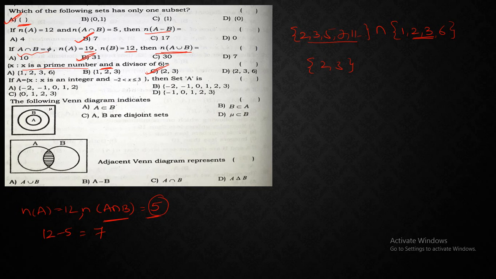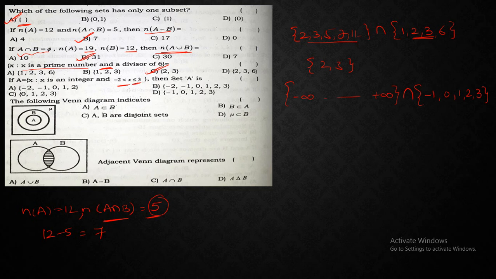Next, if A is equal to {x such that x is an integer}. So x is an integer means we will be having from minus infinity to plus infinity. And since he is giving an intersection with minus 2 to plus 3, minus 2 is less than, that means we should not consider minus 2. It starts from minus 1, 0, 1, 2, and 3 we can consider, because here it is equal to 3.